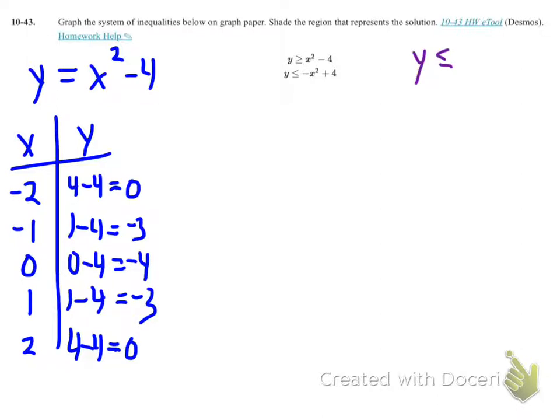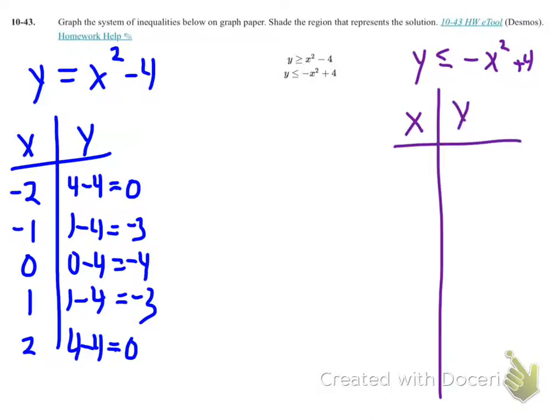y is less than or equal to negative x squared plus 4. Again, I'm going to build a table. So on this one, when I put in negative 2, I get a negative, and then negative 2 squared is positive 4, and that then is plus 4. But now since there is a negative out front, I have a negative 4 plus 4, so this also is 0. Give me the same coordinate point as that one, negative 2, 0. They will actually intersect at that point.